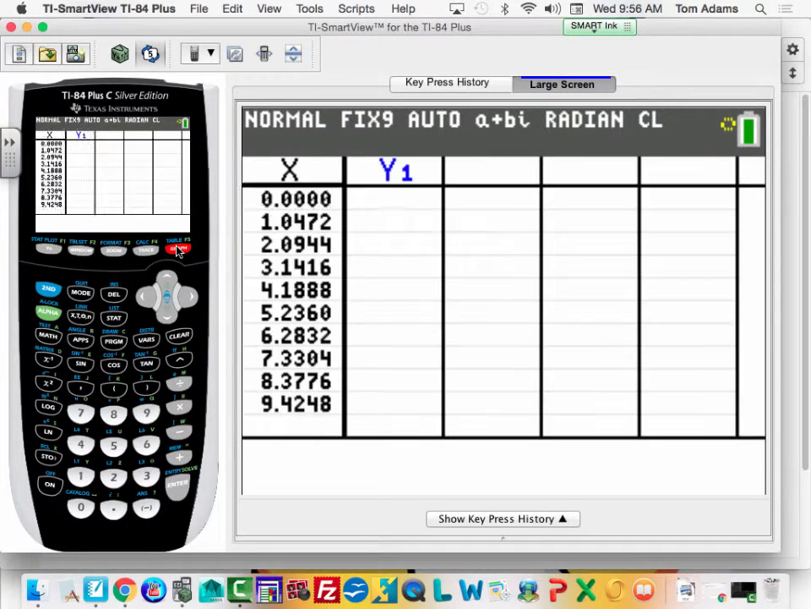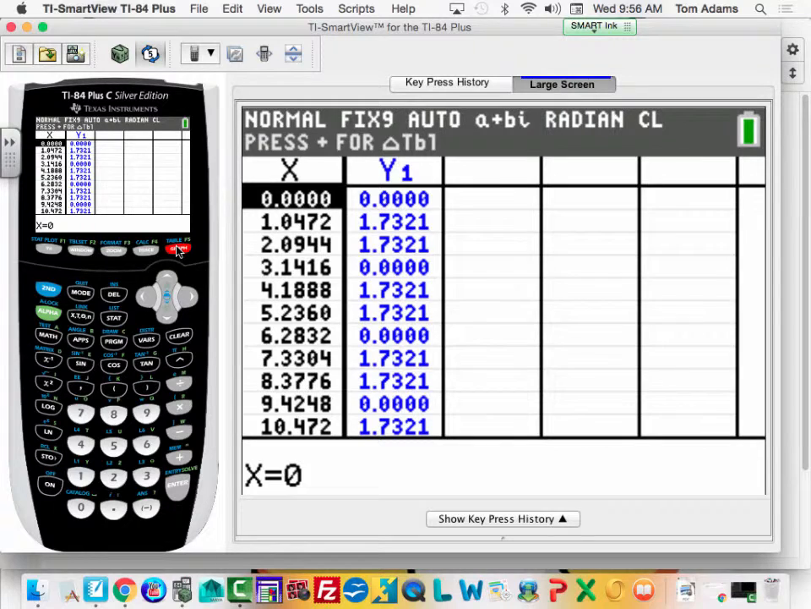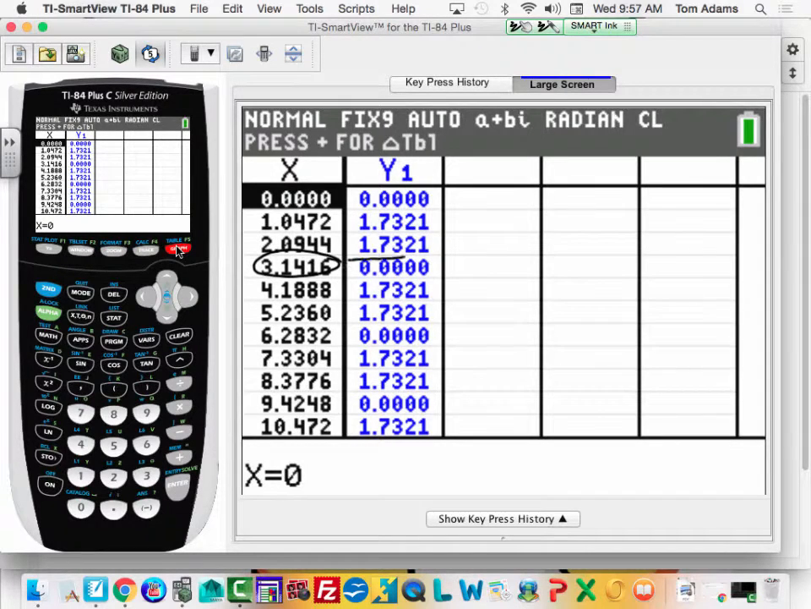Now when I hit second table, I can see rather quickly the pattern repeating itself. My period repeats every pi, right? So at 6.28, I've got 0 again. And notice that these numbers are the same. If I wanted to put more x values in between, I could do pi divided by 10, pi divided by 5. But usually we do pi divided by 3, pi divided by 6, pi divided by 4, or pi divided by 2. Any other questions?